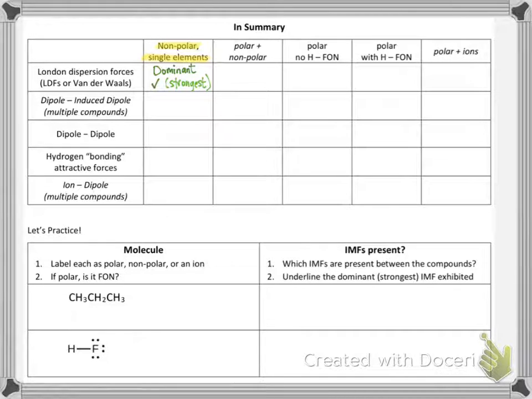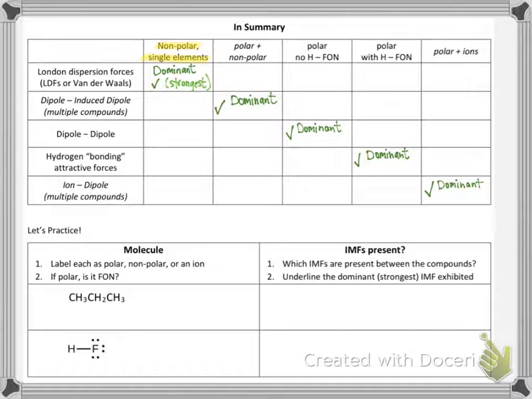If you look at polar and nonpolar combined, dipole-induced dipole is going to be dominant. If you look at things that are polar but not having any fun, then it would be the dipole to dipole attractive forces. And if they're polar, but they are having fun, then it would be the hydrogen bonding attractive forces. And if you take something polar and add in ions, you will get ion dipole attractive forces. So you'll notice there's a clear pattern in what is the dominant or strongest IMF in a particular substance.